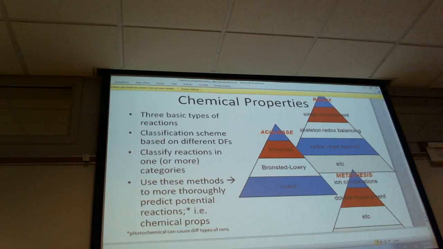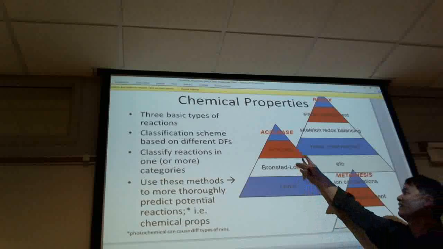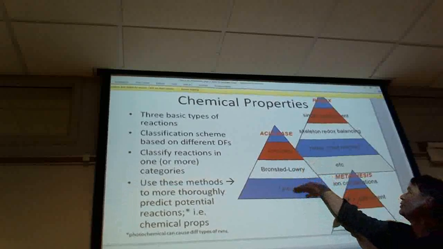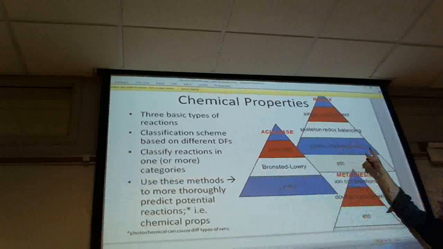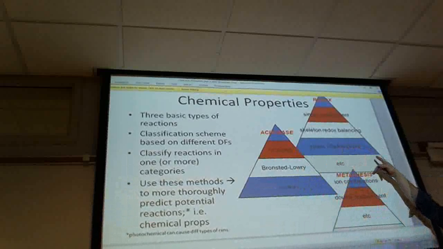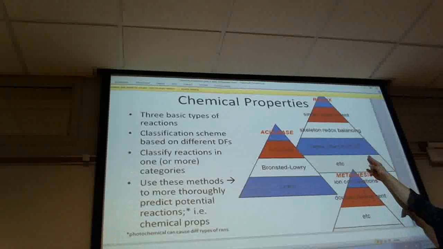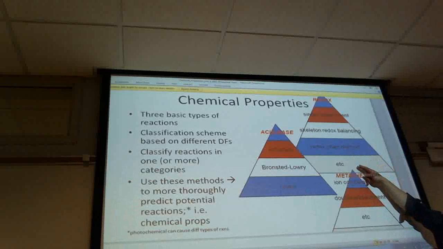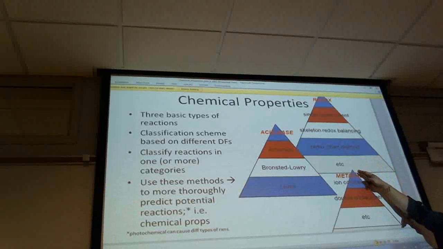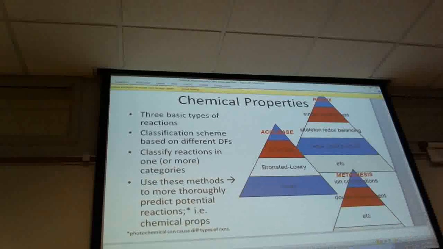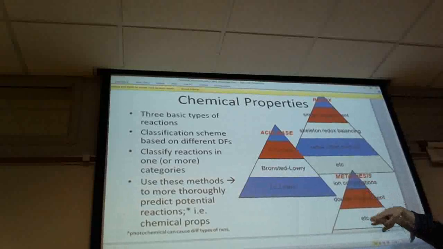And so here are the subcategories. For acid-base, we're going to primarily focus on Bronsted-Lowry and Lewis. For redox, we're going to look at, actually I might skip single replacement. We're going to look at something called skeleton redox balancing, which you did in chapter 5, and the redox chart method, and other techniques like element plus element combination. Metathesis are just ion combinations and double replacement.